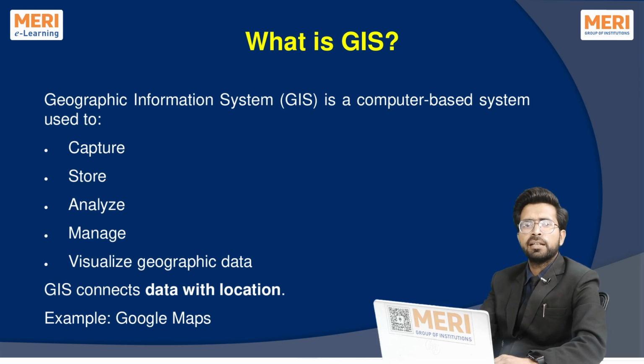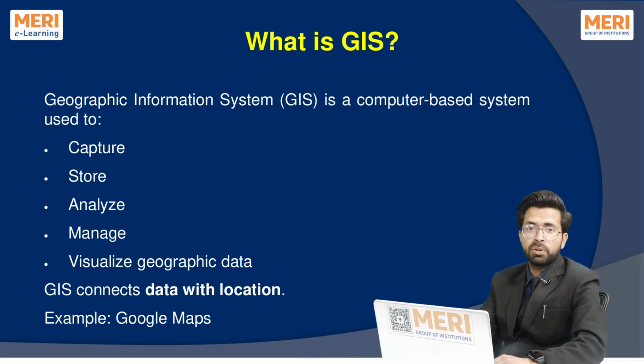GIS performs several important functions. It collects data from sources such as surveys, GPS devices and satellite imagery. It stores this data in digital databases. It analyzes spatial relationships between datasets. Finally, it presents results through maps and visual models.